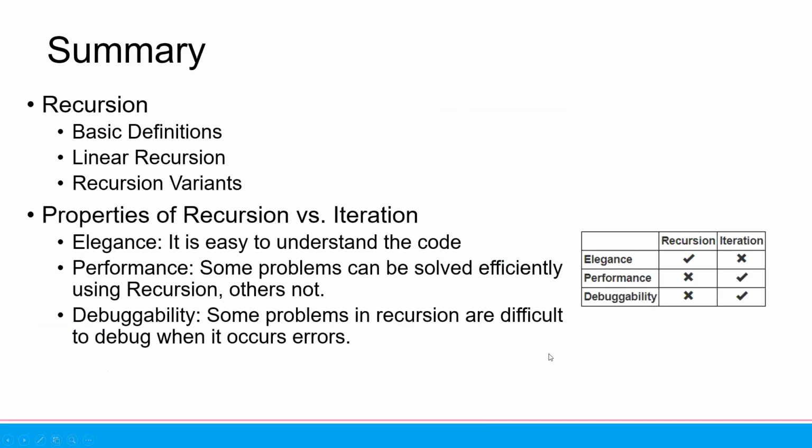So we learned about recursion, some basic definitions, and we learned about linear recursion and some variants. It is important to understand the difference between recursion and iteration. What you already learned in computer programming, we know about the for loop, we know about while. So it is the concept of iteration. But we can also use recursion. Why do we need to use recursion?